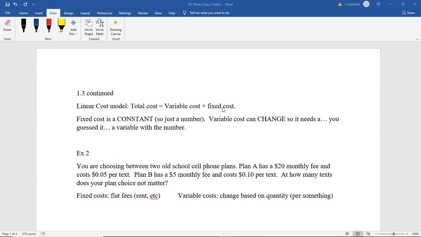We're going to go straight into example 2 and talk about old school cell phone plans, where you're actually paying per text and paying monthly fees. Yes, these cell phone plans do still exist, but most people just have unlimited text messages, unlimited minutes, whatever. So you're choosing between two old school cell phone plans. Plan A has a $20 monthly fee and costs 5 cents per text. Plan B has a $5 monthly fee and costs 10 cents per text. At how many texts does your plan choice not matter?